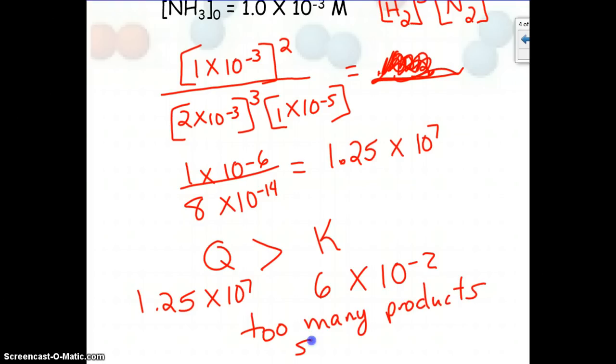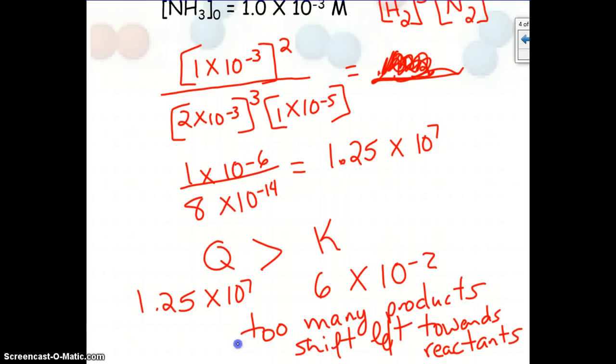Okay, so I'm going to shift to the left and make more reactants. And that's all you have to do to evaluate your equilibrium system using Q.